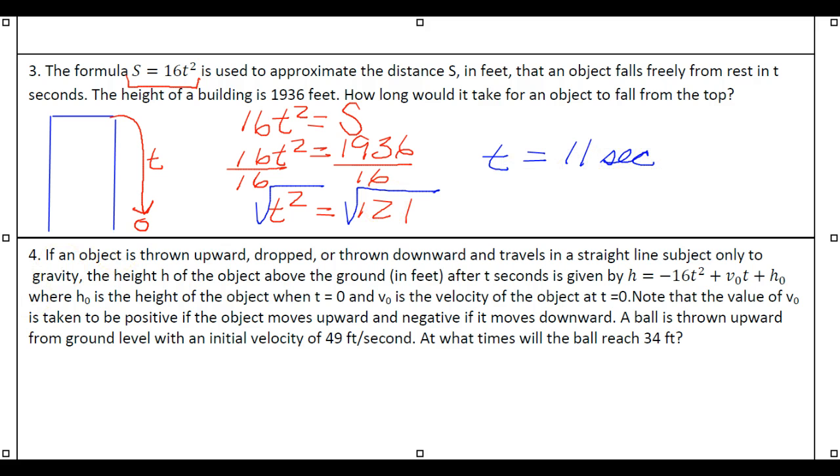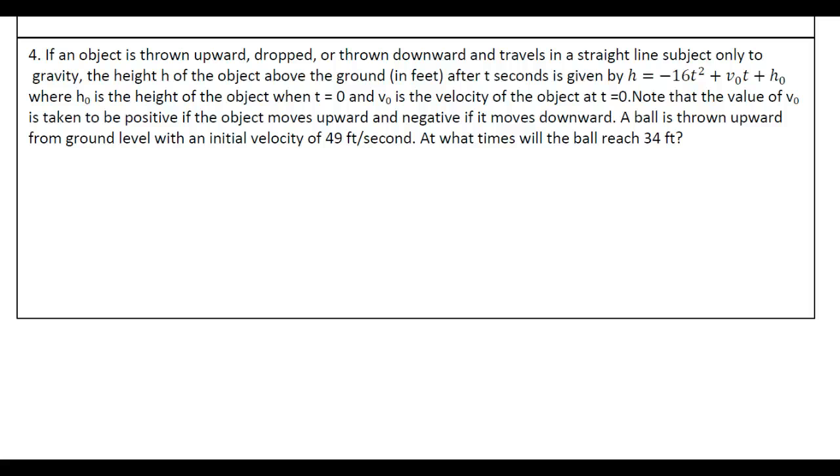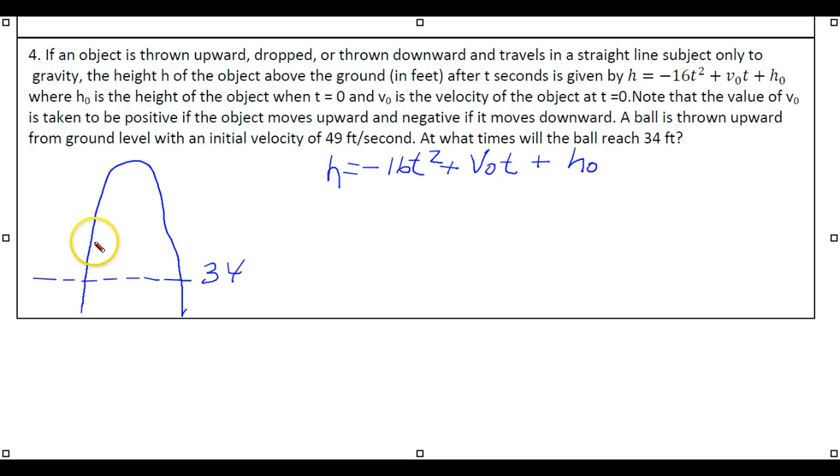So that was an easy one. Now for this one, as we read it, so we're going to throw something, and as we throw it up, eventually it's going to reach a pinnacle and then come back down. So as it goes up, it's going to reach 34 feet here, and as it comes down, it's going to reach 34 feet there. Again, we started at 0, and this will be 0. But they want to know at what times will it be 34 feet from the ground.